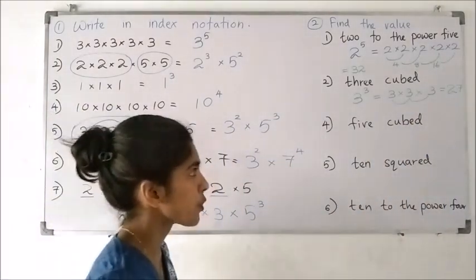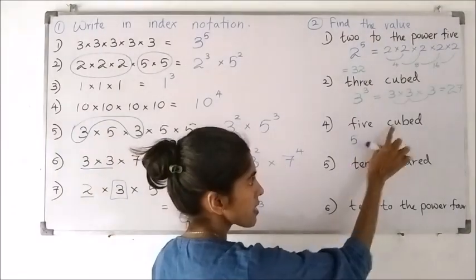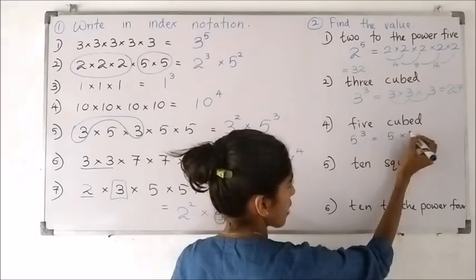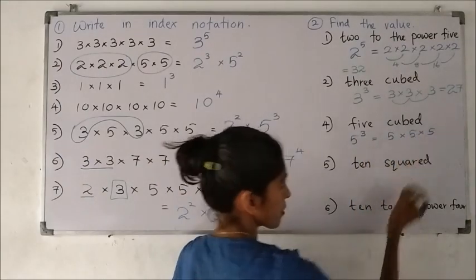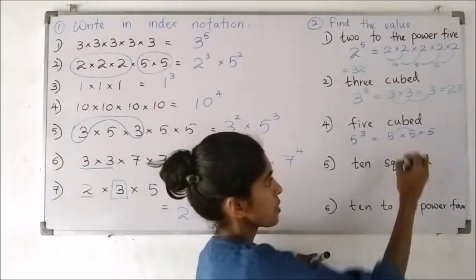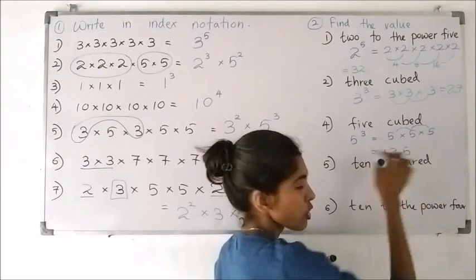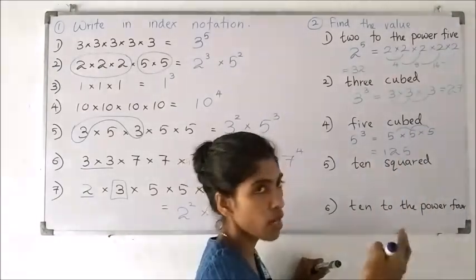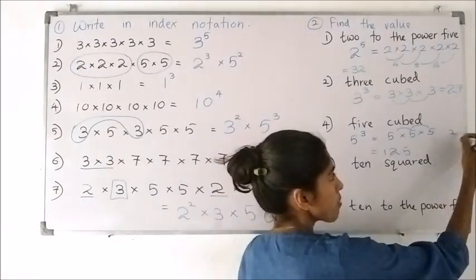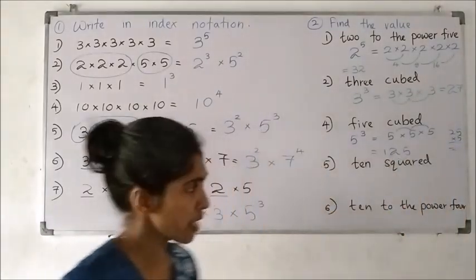Next, 5 cubed. 5 is the base. What is the index? Cube means 3. Okay, 5 multiply 5 multiply 5. We will multiply this. 5 times 5 is 25. 25 times 5 is 125. You may not know the multiplication of 25 times 5. At that time, on the side, you multiply 25 by 5, then get this answer. Okay.